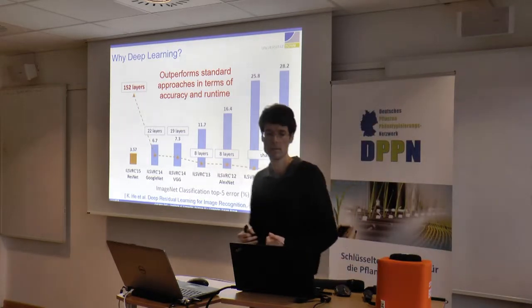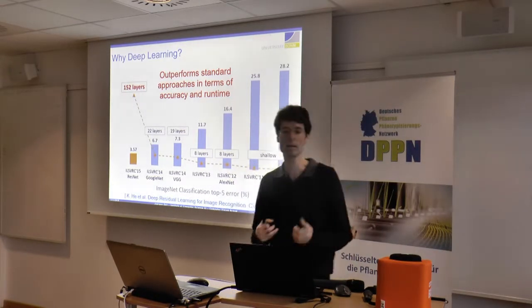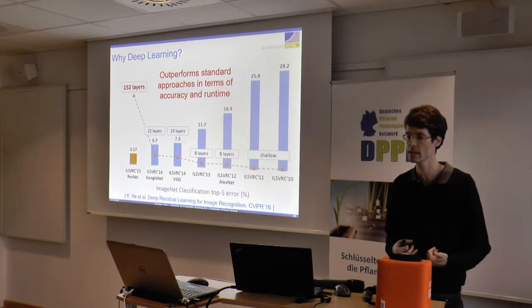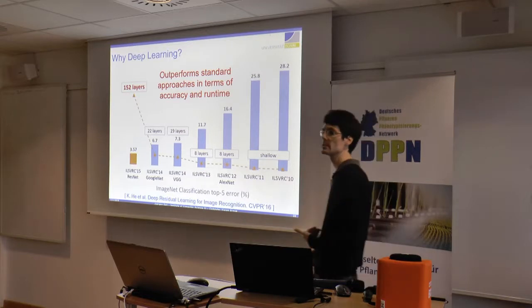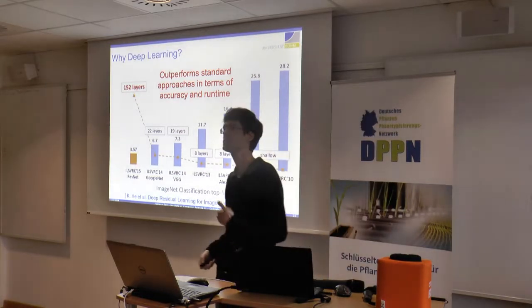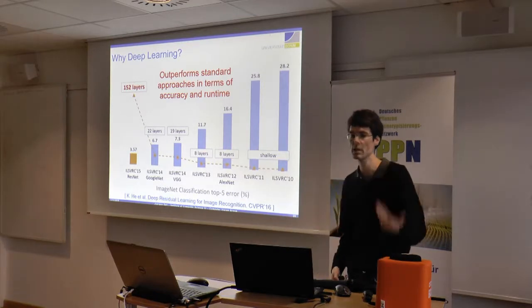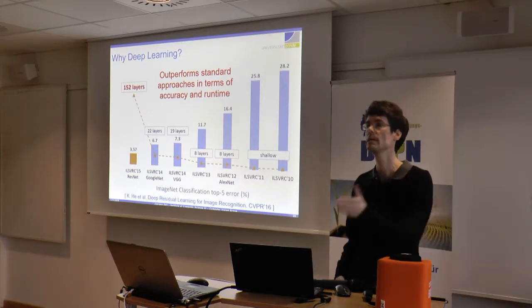So in summary, deep learning outperforms, and this is the experience we have in other fields, any kind of standard processing pipelines in terms of accuracy, and it's also very fast. Because you simply have a single neural network, you don't need the intermediate steps.